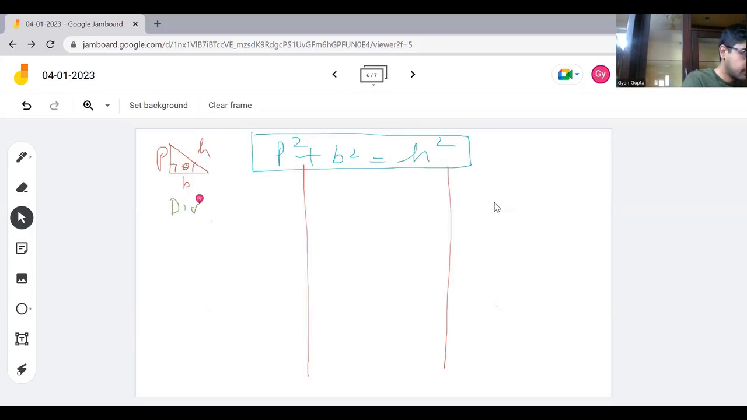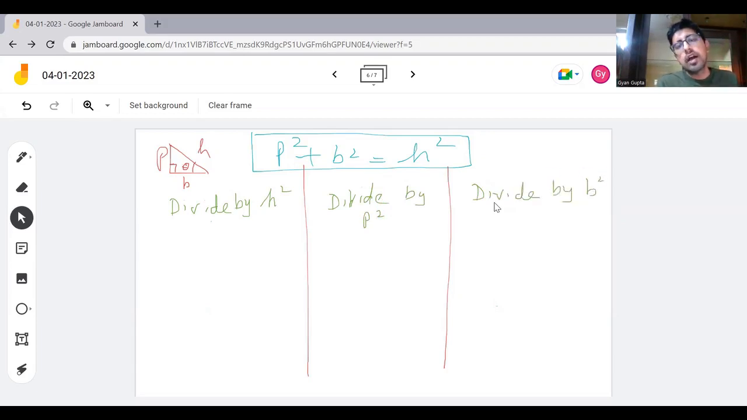There are three terms, p, b, and h. I will divide both sides by h square in column 1, p square in column 2, and b square in column 3. So if I divide by h square on column 1, I will get p by h the whole square plus b by h the whole square is equal to 1.